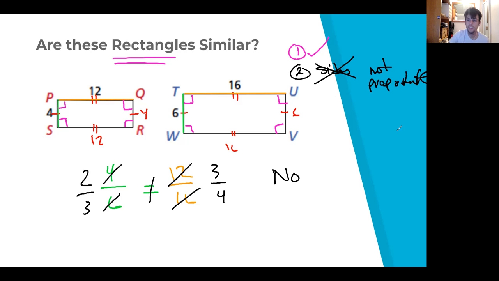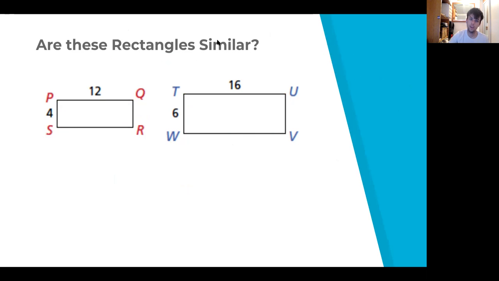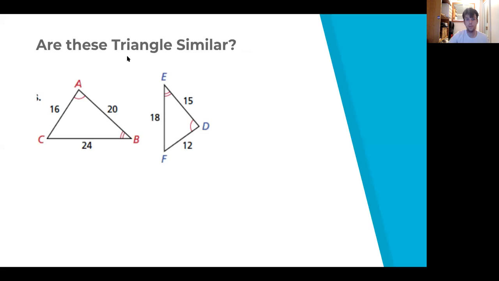Proportional. I know I didn't spell it right, but you get the point. So no, these are not similar rectangles. They're rectangles, and rectangles are sort of alike each other, but they're not similar. Similar is a very strict mathematical definition, and this does not satisfy it. Okay, let's go ahead and look at another one here.